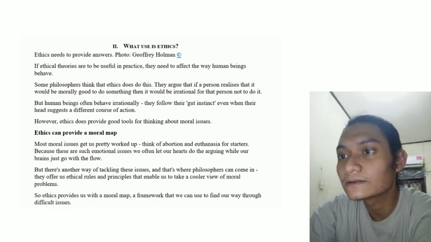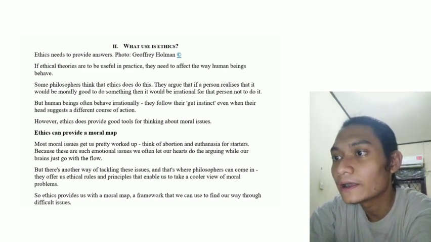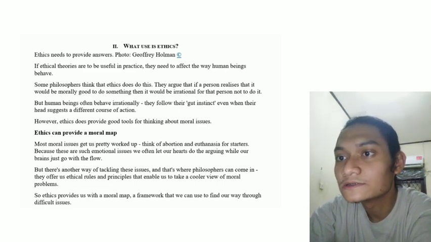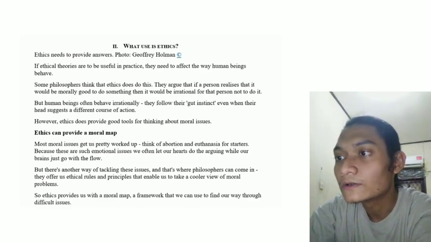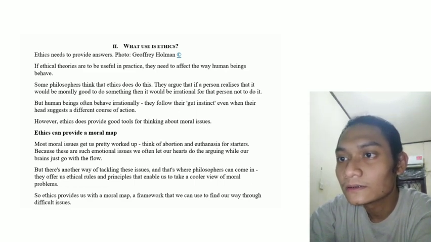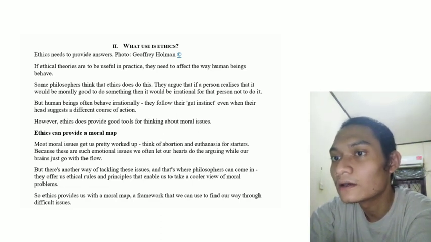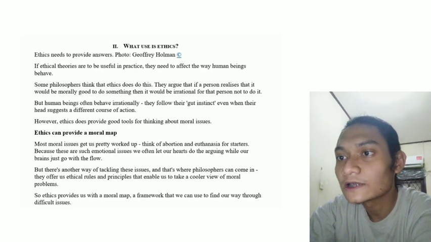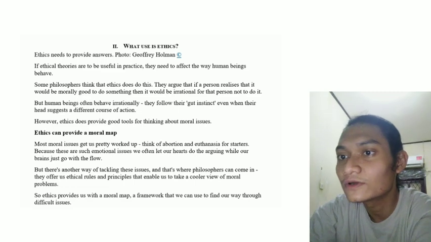However, ethics does provide good tools for thinking about moral issues. Ethics can provide a moral map. Most moral issues get us pretty worked up, think of abortion and euthanasia. Because these are such emotional issues, we often let our hearts do the arguing while our brains just go with the flow. But there's another way of tackling these issues, and that's where philosophers can come in. They offer ethical rules and principles that enable you to take a clearer view of moral problems.